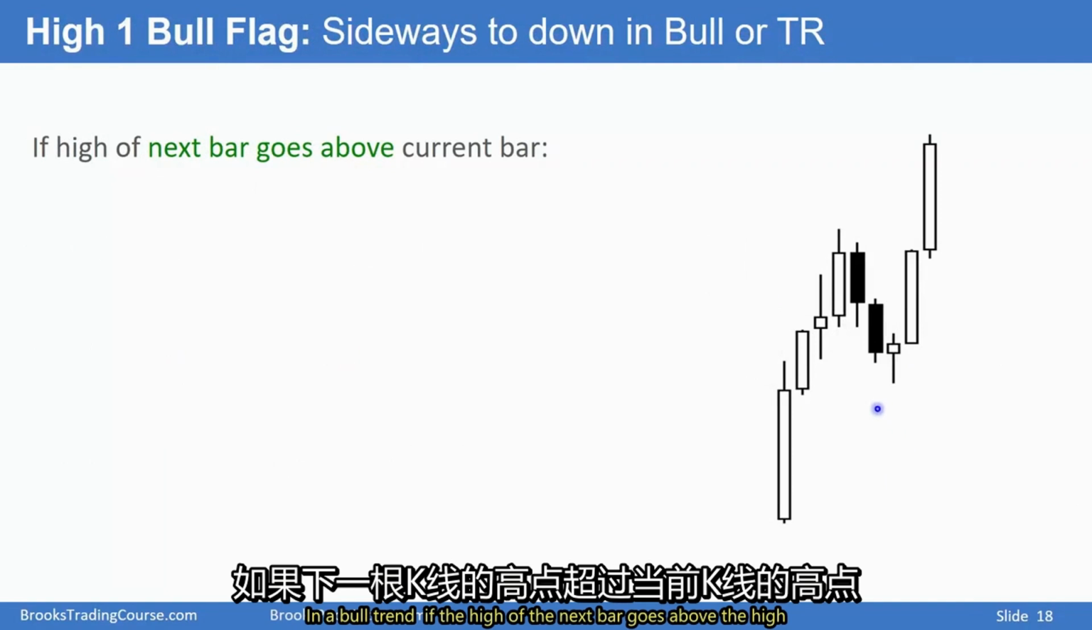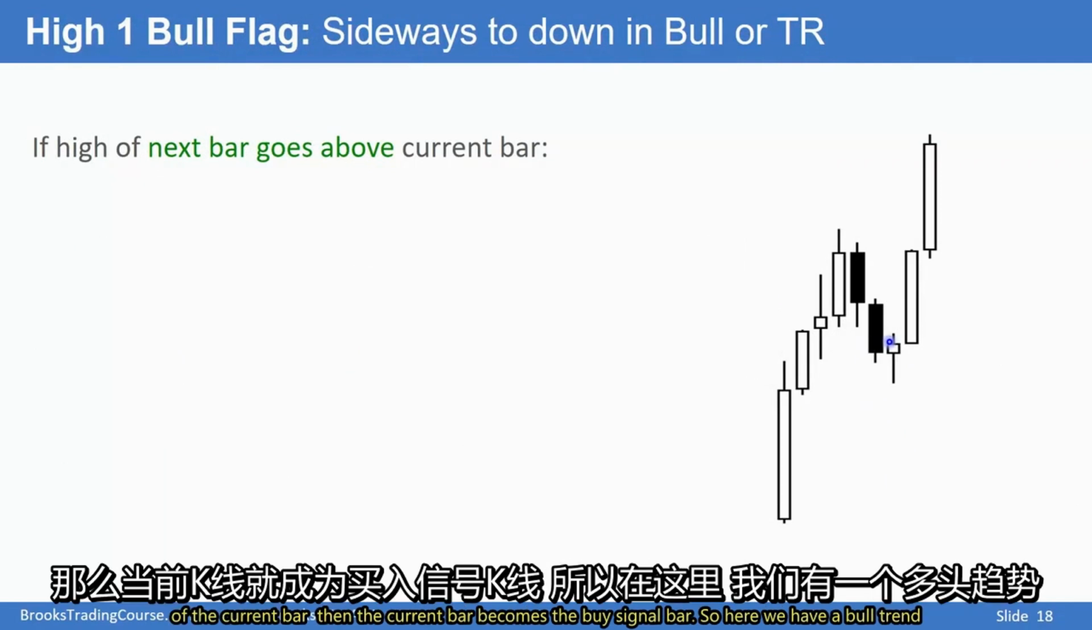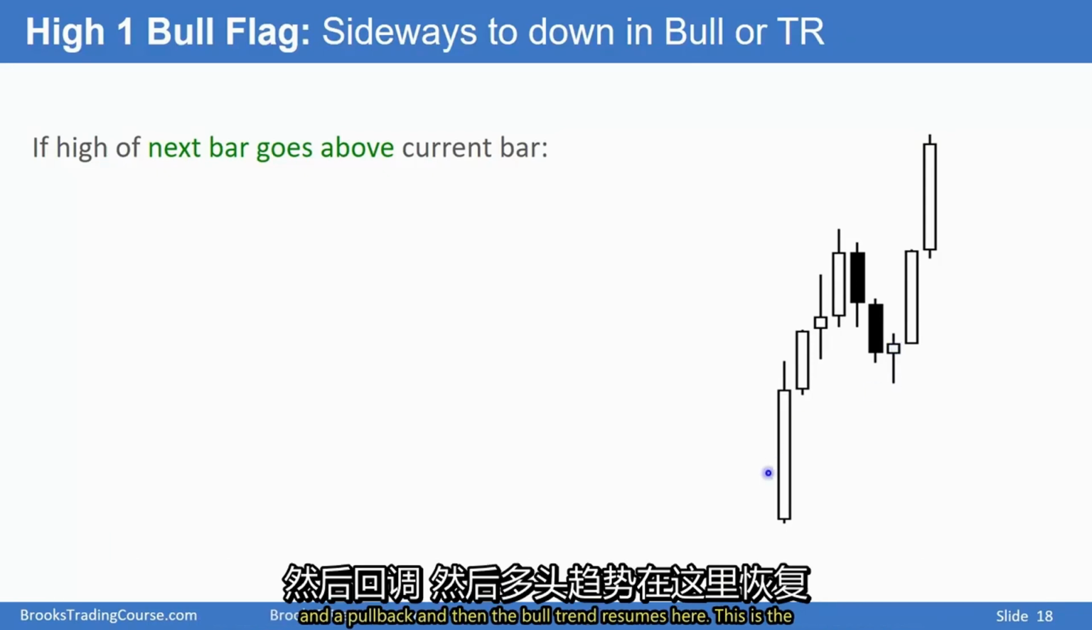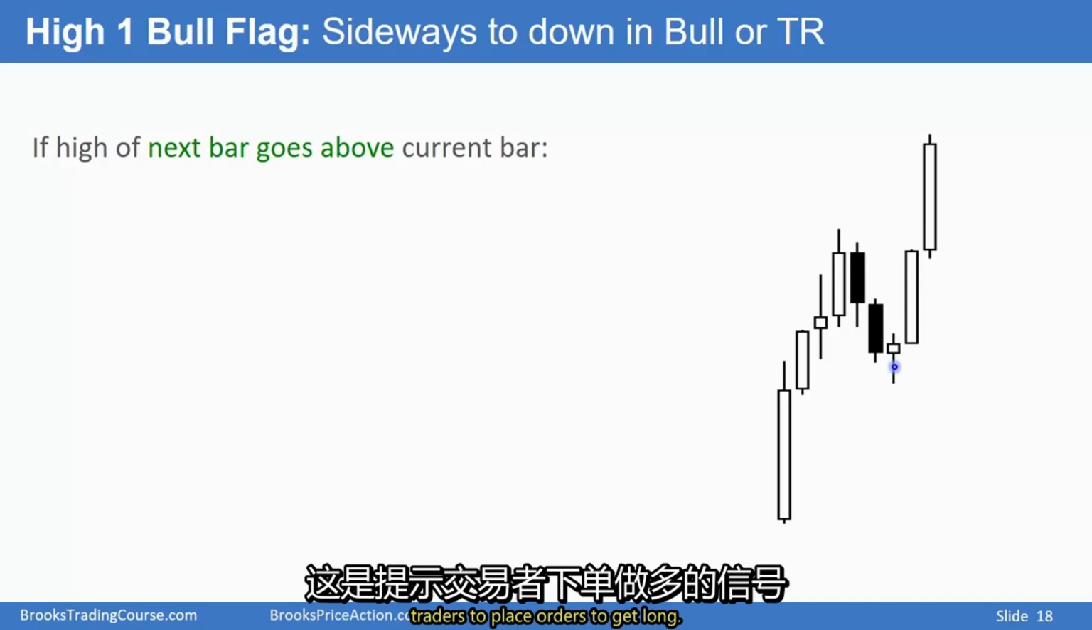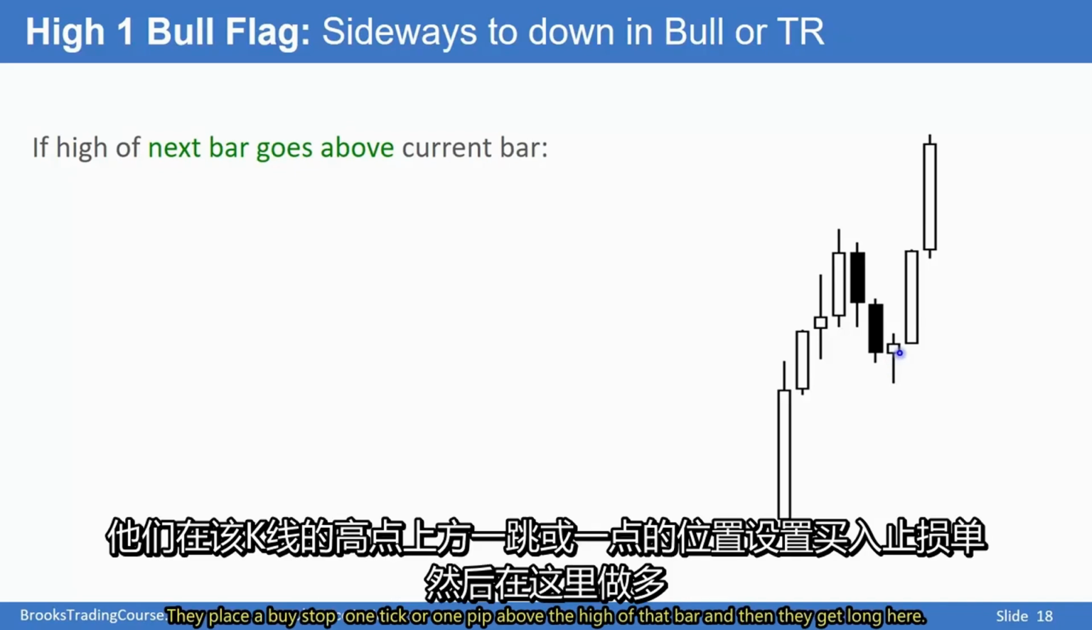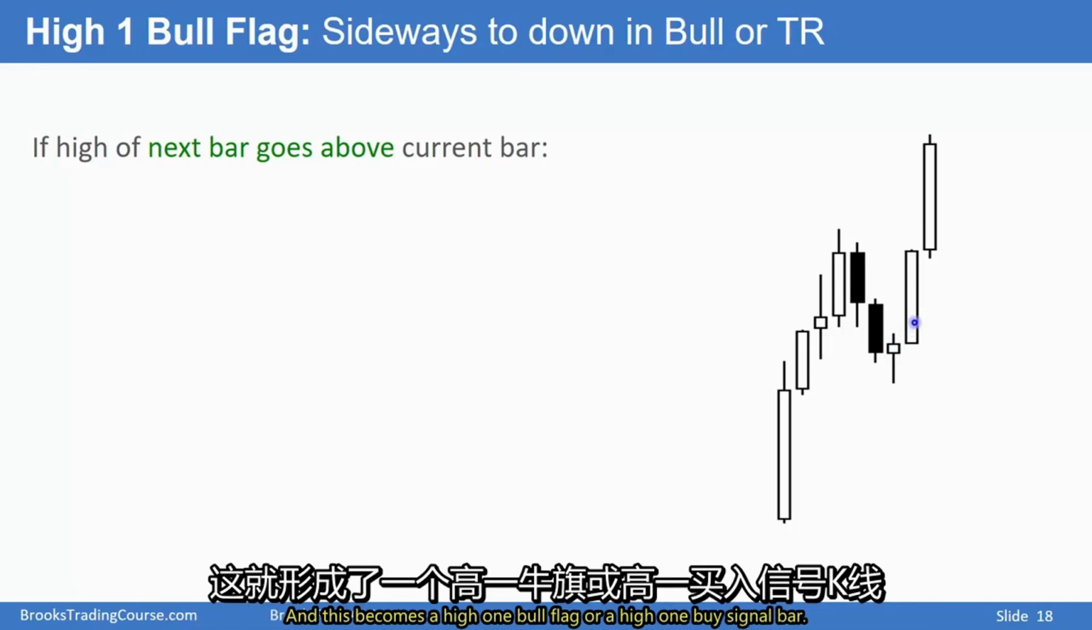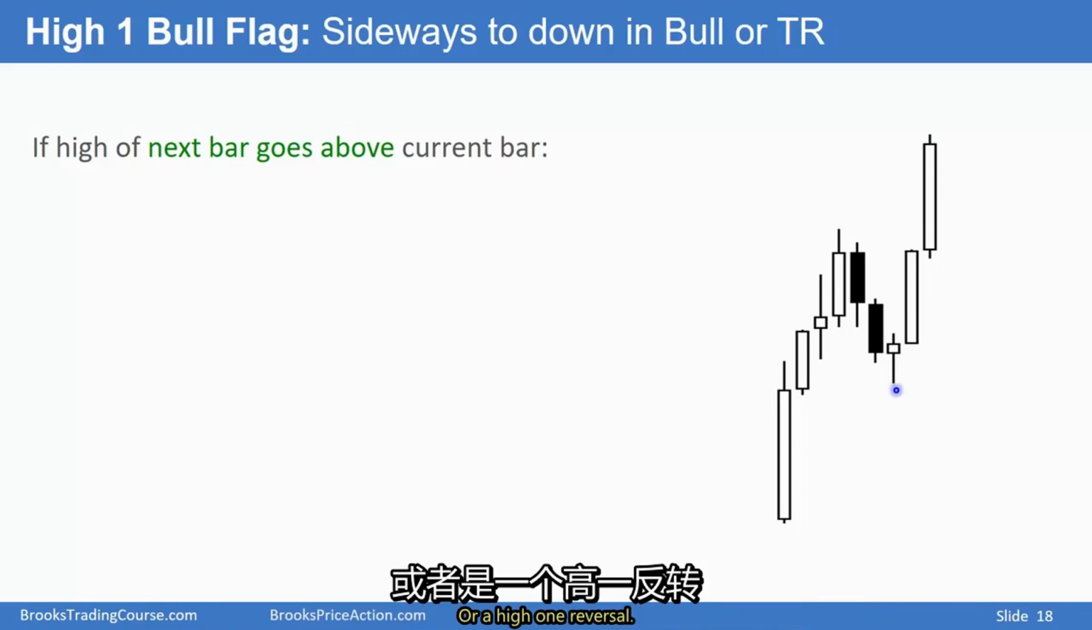In a bull trend, if the high of the next bar goes above the high of the current bar, then the current bar becomes the buy signal bar. So here we have a bull trend and a pullback, and then the bull trend resumes here. This is the buy signal bar. This is what signals traders to place orders to get long. They place a buy stop 1 tick or 1 pip above the high of that bar, and then they get long here. And this becomes a high 1 bull flag or a high 1 buy signal bar or a high 1 reversal.